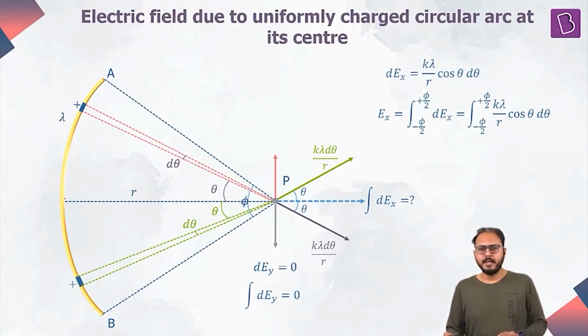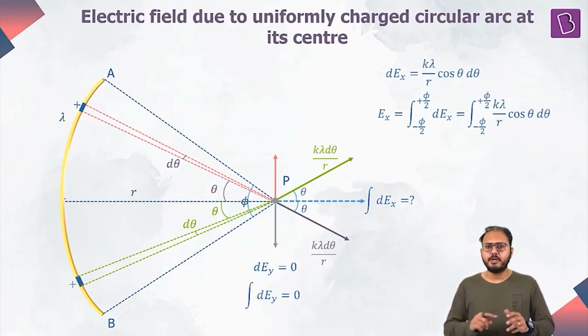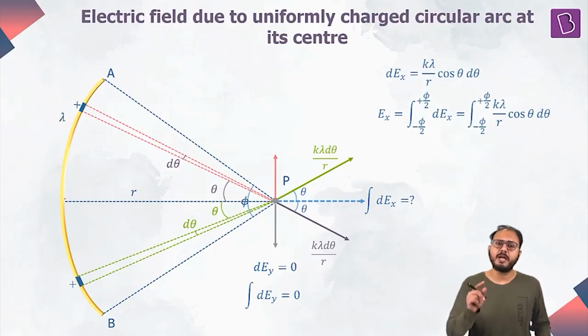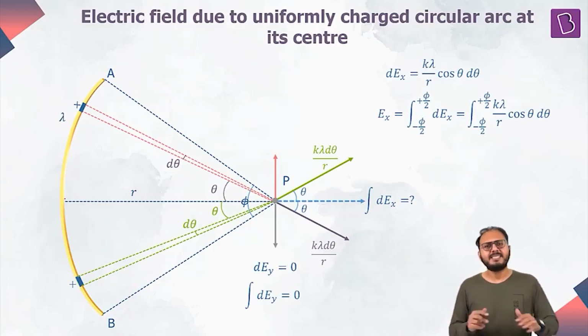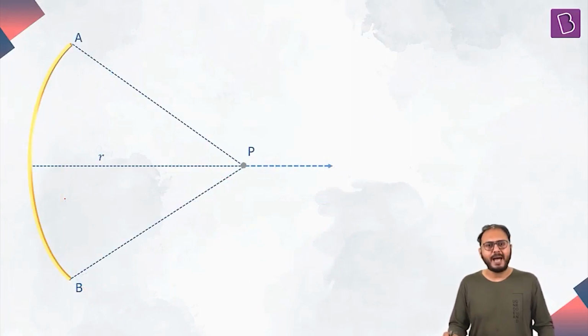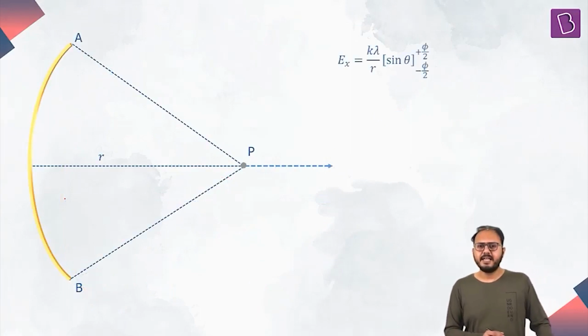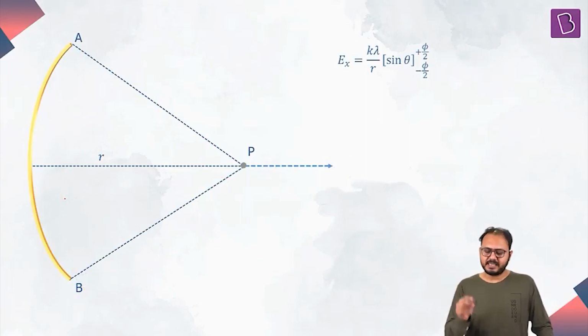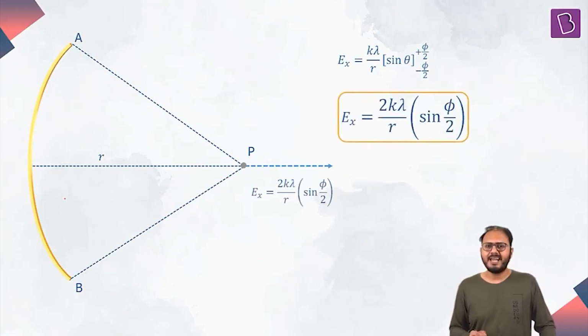Hold on. Instead of minus phi by 2 to plus phi by 2, could I have done twice of 0 to phi by 2? Yes. Since the lower half is absolutely symmetric to the upper half, you could have done that. But it's the same thing, okay? So k lambda by r cos theta, from minus phi by 2 to plus phi by 2. On doing that, what happens? Sin theta is the integration. Sin phi by 2 minus sin of minus phi by 2. Minus comes out. It becomes 2k lambda by r sin phi by 2.